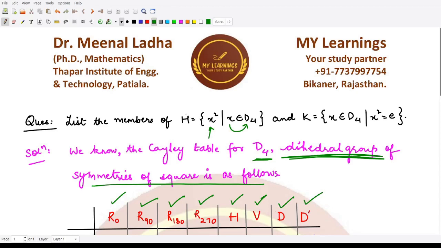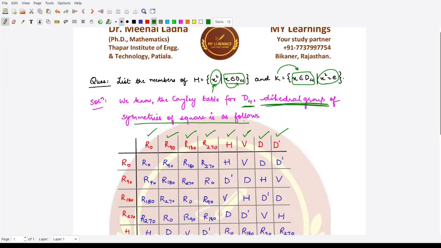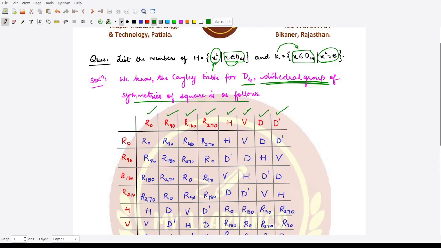So here we need to determine for this group, if we take elements from D4 in both the cases, then K would be all elements taken from D4 such that their square becomes identity, and H would be the square of all the elements, right? So we need to determine this. If we have the Cayley table for this group, it would become very easy for us to determine these two sets. So let's determine these sets with the help of the Cayley table.